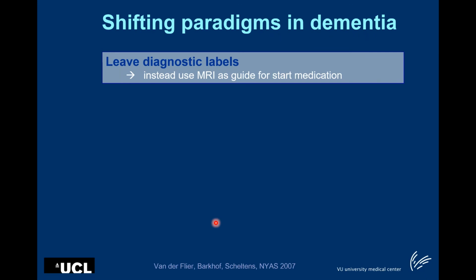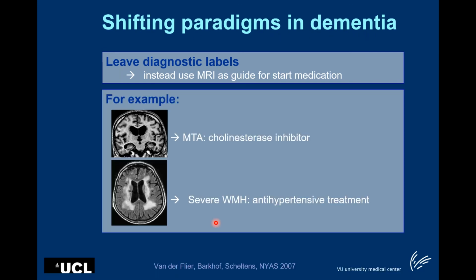And therefore, we feel that we should partially leave these diagnostic labels, just look at what you see. If you see hippocampal atrophy, it's probably Alzheimer's pathology, and think about using cholinesterase inhibitors. And if you see in the same patient extensive white matter lesions, fine. Make sure you treat the cardiovascular risk factors and prevent further vascular damage. So don't try to give a patient one unique diagnosis only. If you see two types of pathologies, act upon them independently.